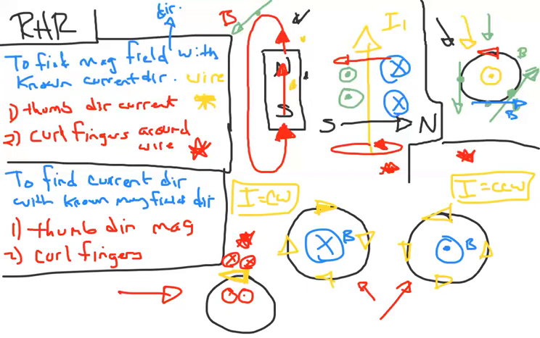So you can see how it can go both ways, right? This is B that we just got from I direction, okay? And it goes vice versa, okay? You can do the other one. I just showed you how to get thumb direction and get current direction from that, okay? So hopefully that makes sense.